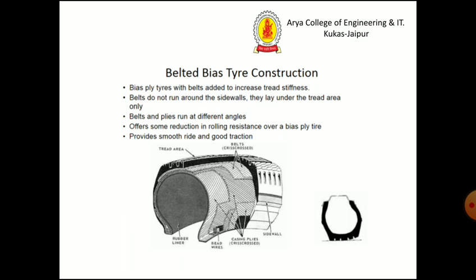This is belted bias tire construction, in which bias ply tires have belts added to increase tread stiffness. Belts do not run around the sidewalls; they lie under the tread area only. Belts and plies run at different angles, and they offer some reduction in rolling resistance over bias ply tires and provide a smooth ride and good traction.